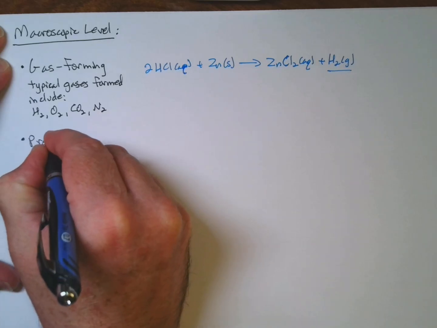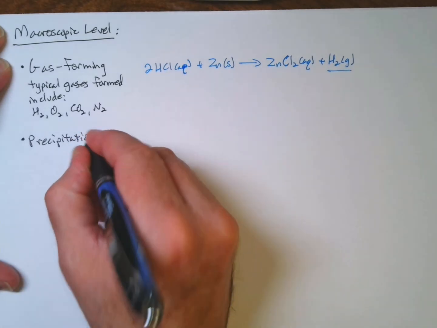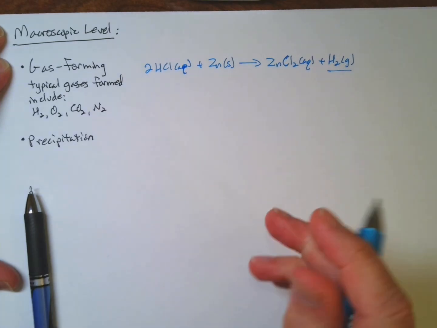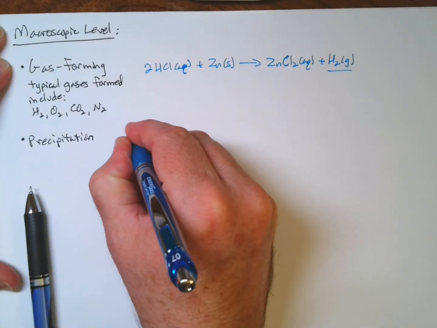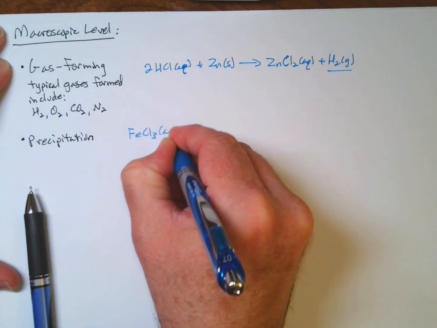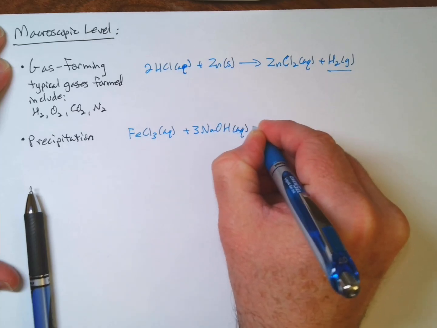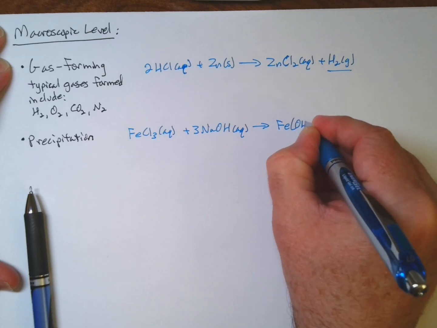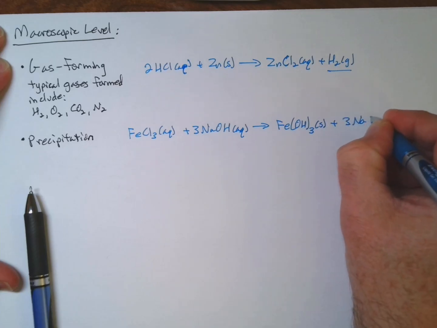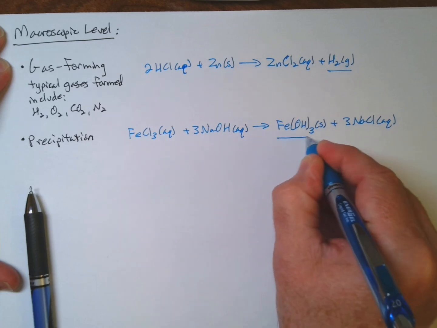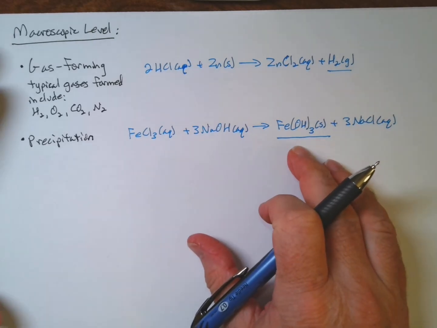We could have precipitation, where some kind of solid is formed, and this is where you need to be familiar with your solubility chart, although I will give it to you on the exam. So an example here might be FeCl3 aqueous plus 3 NaOH aqueous react to give Fe(OH)3 solid plus 3 NaCl aqueous. So here our iron 3 hydroxide is going to be our precipitate. It comes crashing out of solution.